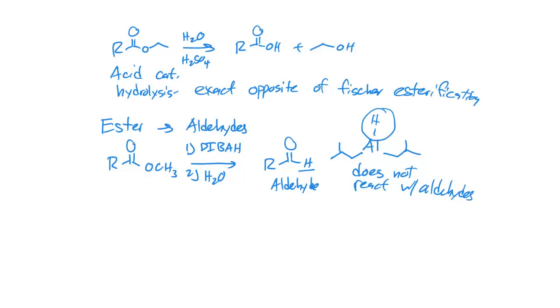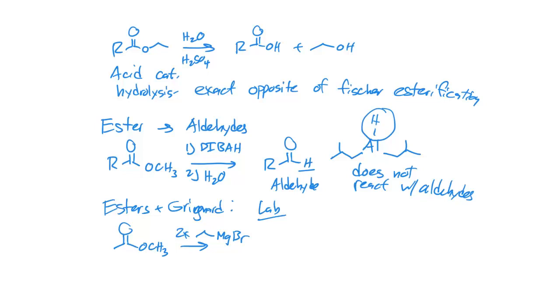And lastly, aside from lithium aluminum hydride, esters and Grignard. We saw this in lab as well, so I'm not going to spend too much time on this. But of course, if we have a random ester, we can add 2 Grignard reagents to that, follow that up with mild acid, and we end up with the tertiary alcohol, where we've added 2 Grignard reagents to our ester.